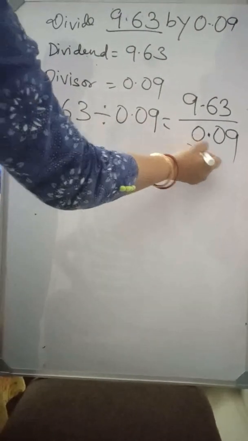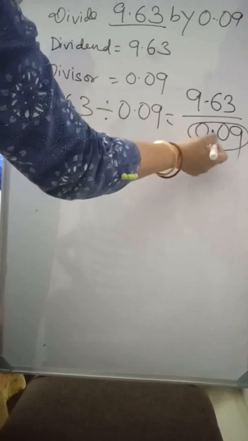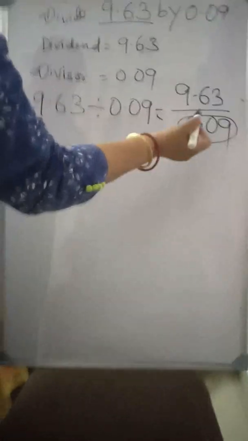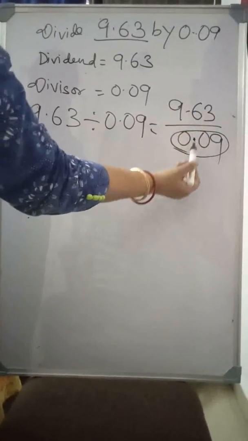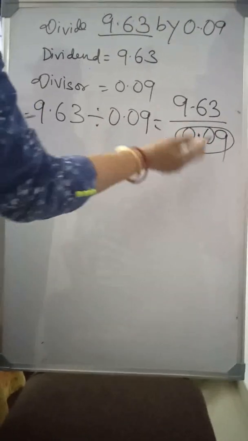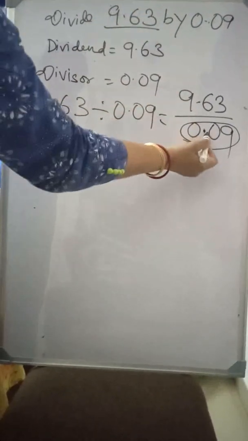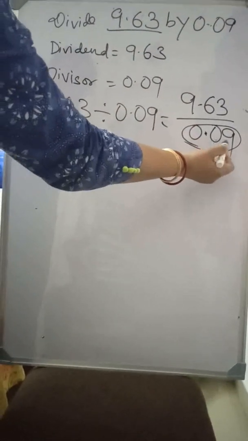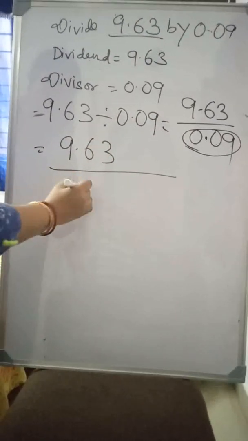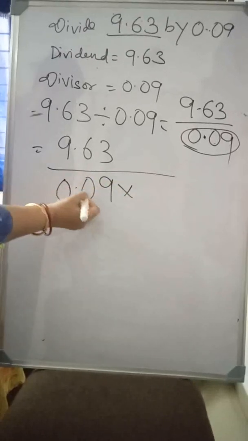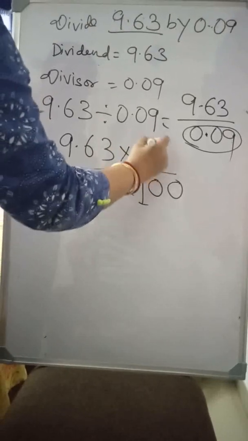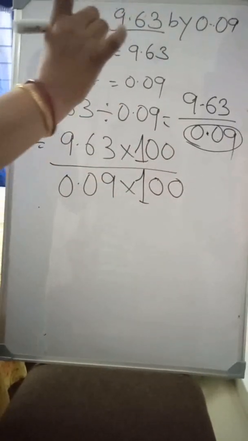So what is the divisor? What is the denominator? 0.09, and numerator is 9.63. So this denominator is the divisor, and I have to change this divisor, that is a decimal number, into whole number. Now see, how many decimal places are there in this decimal number? 2 decimal places. So in order to convert it into an equivalent fraction, since it has 2 decimal places, I will multiply with 100. Numerator will also be multiplied with 100. Denominator will also be multiplied with 100.